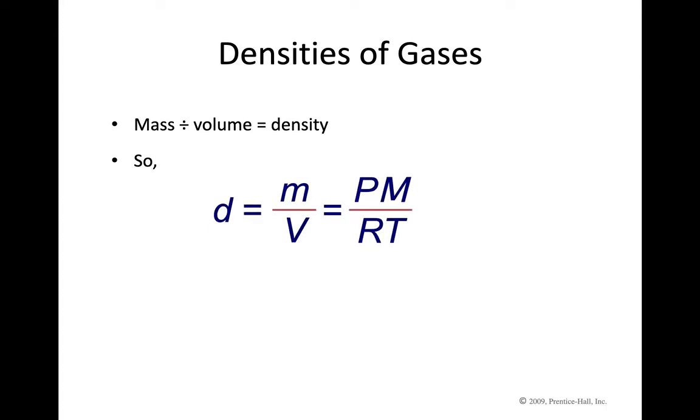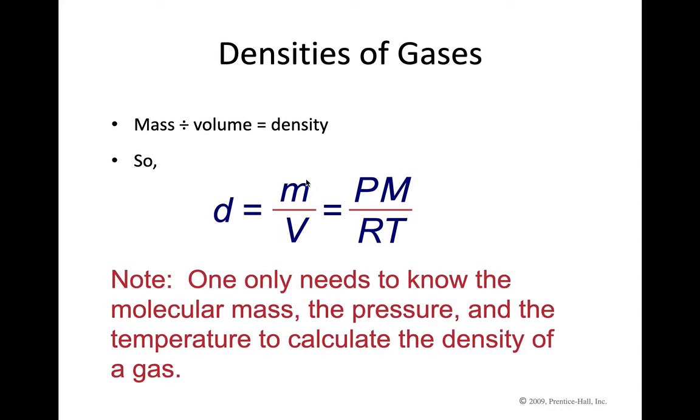We can also modify it slightly to calculate the density of a gas. We know density is mass over volume, and we know that we could get mass over volume by rearranging the gas law. We know that mass is related to the moles of our gas. So we've got the pressure times the molar mass divided by the ideal gas constant times the temperature. Either of these formulas would give us the density.